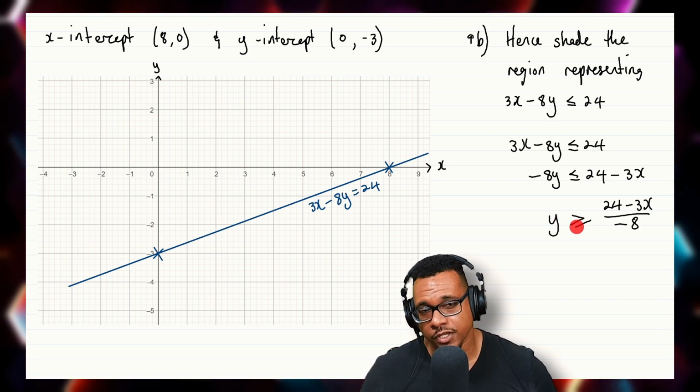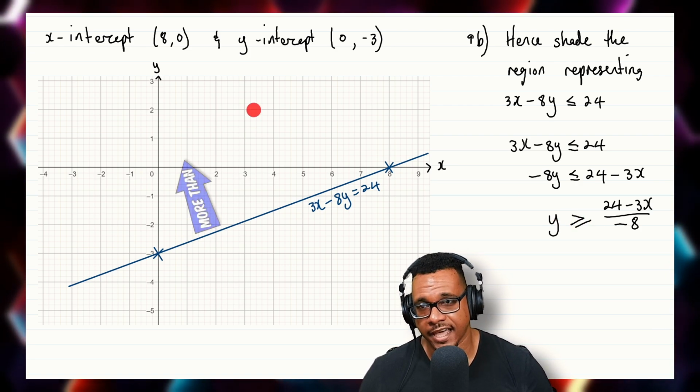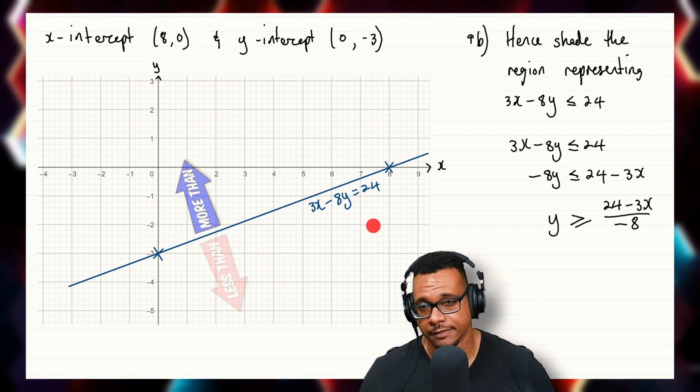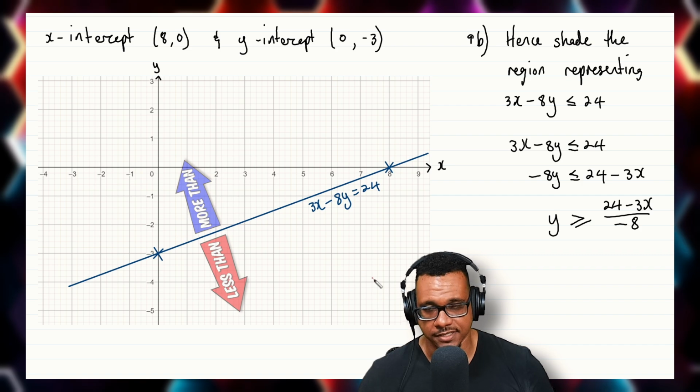Now, seeing that it's greater than or equal to, I would shade above the line. If it was less than or equal to, I would shade below the line. So that's one way of looking at it.